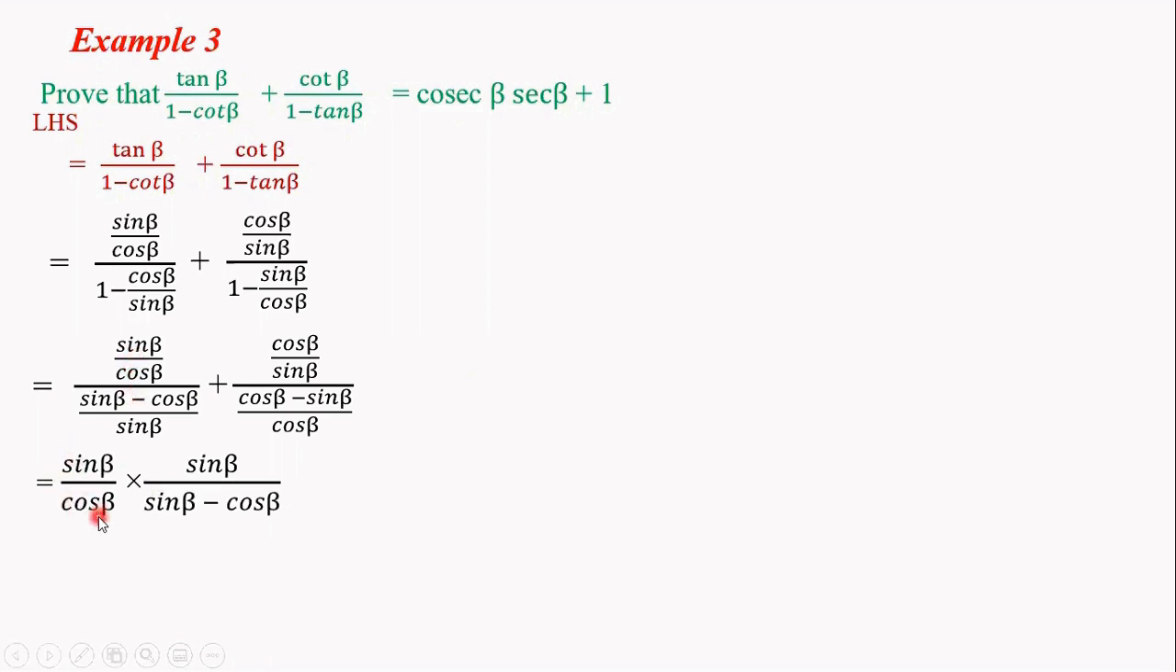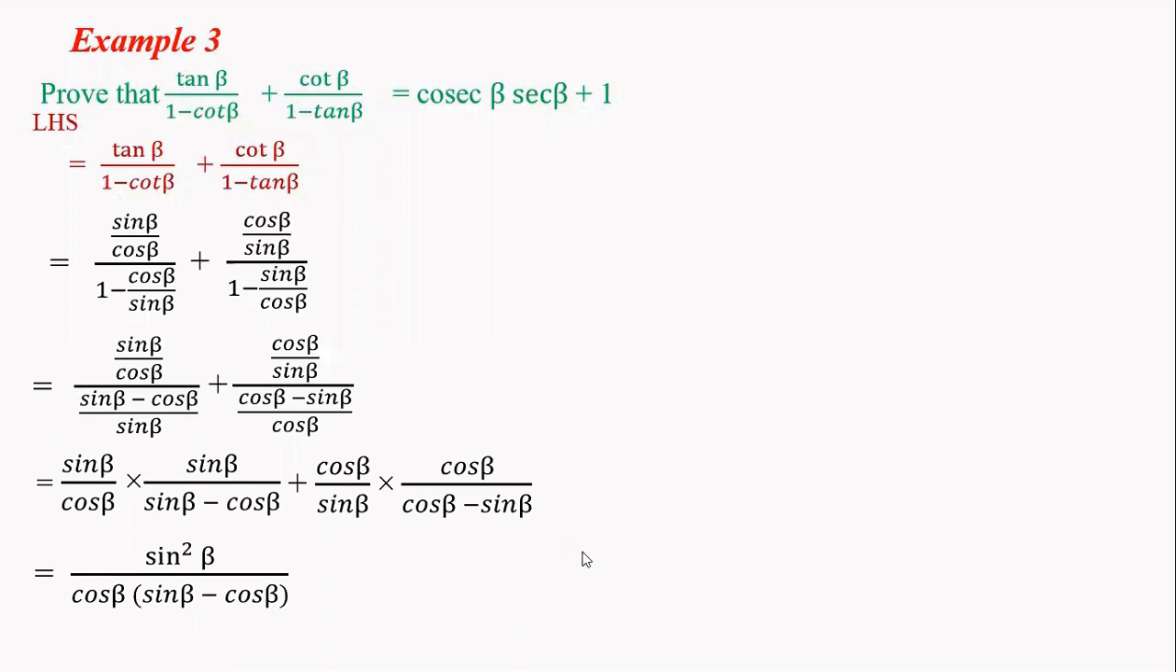Sine beta by cos beta, and this denominator portion will become its reciprocal to get multiplied with sine beta by cos beta. The second term also has cos beta by sine beta here, and the denominator will become its reciprocal to multiply with cos beta upon sine beta.